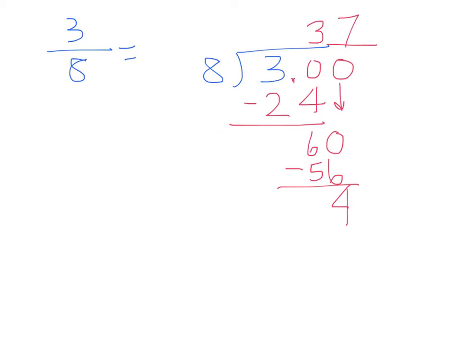I still have a remainder, so what do I need to do? Add another 0. How many times does 8 go into 40? 5 times. 8 times 5 is 40. 40 minus 40 is 0. Now we finally don't have a remainder. Now, don't forget, you need to bring up the decimal right above where it's placed, and your answer is 0.375 as a decimal. But how would you know what the percentage is?